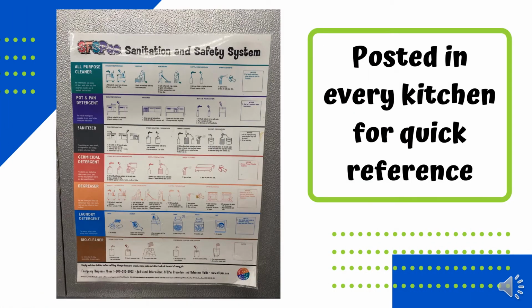After a while, mixing the chemicals will become second nature and you're going to remember exactly how to do it. But if you're brand new or you just happen to forget, it's okay because we have these sanitation and safety system posters that are hung in every kitchen. We have them in both English and Spanish, and they tell you how to mix all of our different chemicals and all the different possibilities. So how do you make spray bottles of sanitizer? How do you use all-purpose cleaner to mop? So on and so forth. So don't worry, if you ever forget, this is always here for you to reference.